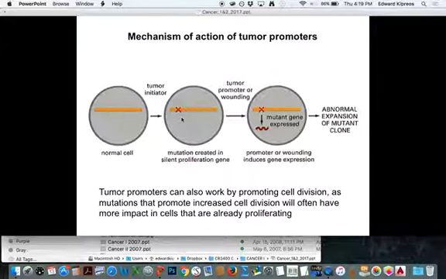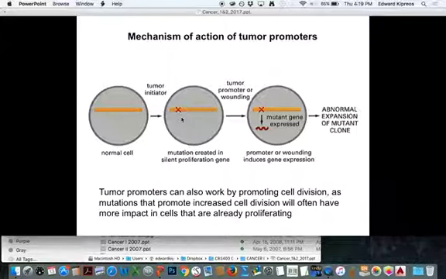So one is the expression, okay? And then there's a second thing that's involved, and that is that it's very difficult to make a cell that is in G0 divide. So you remember we were talking about the different stages of the cell cycle.